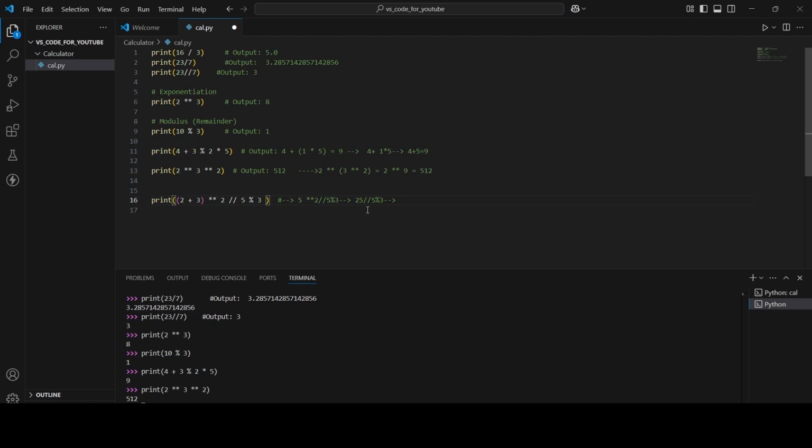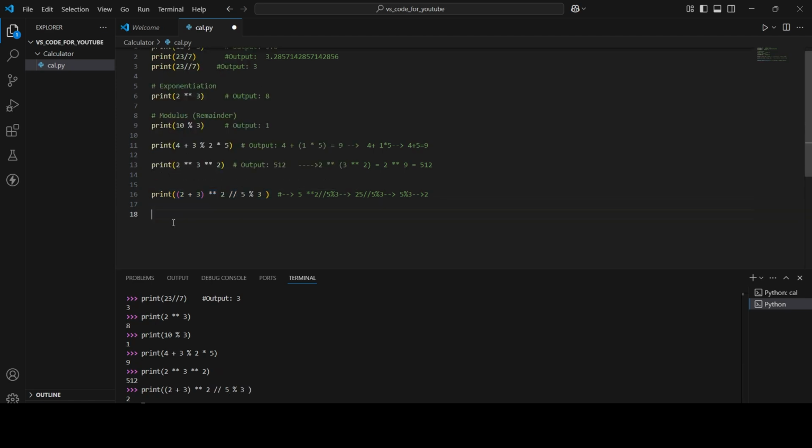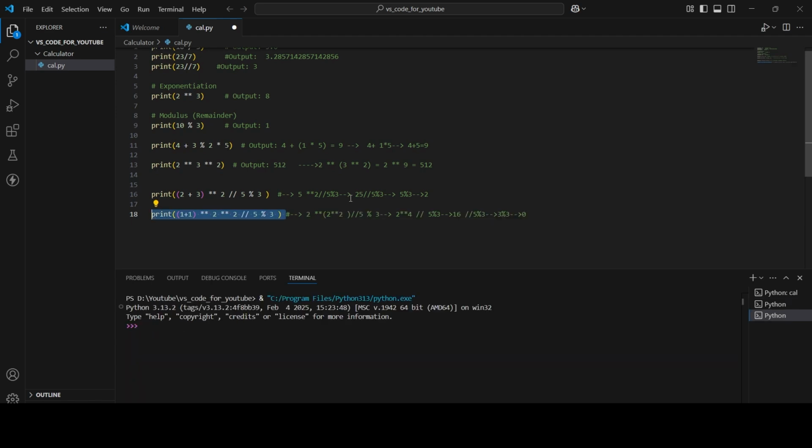Now after that we have integer division. So 25 integer division 5 will give me the integer quotient, that is 5. And next what we have is modulus 3. 5 modulus 3 will return me a remainder of 2. Now try to execute it, which is a 2. Now try evaluating the expression in a different way.